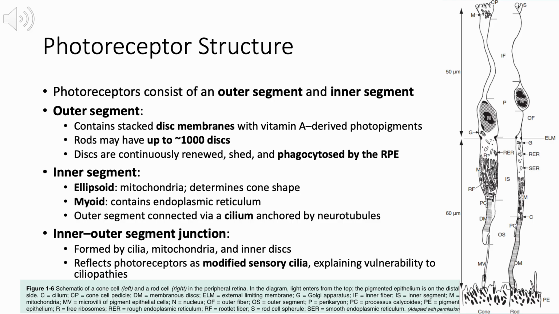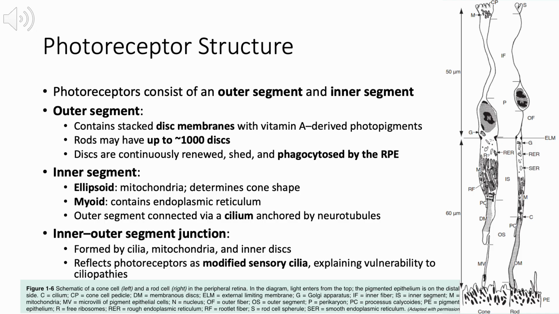This slide reviews the basic structure of photoreceptors, emphasizing that each photoreceptor consists of an outer segment and an inner segment. These two regions are structurally and functionally distinct, but closely integrated. Beginning with the outer segment, this portion contains stacked disc membranes that house vitamin A-derived photopigments. In rods, the outer segment may contain up to approximately 1,000 discs. These discs undergo continuous renewal, with older discs being shed and subsequently phagocytosed by the retinal pigment epithelium.